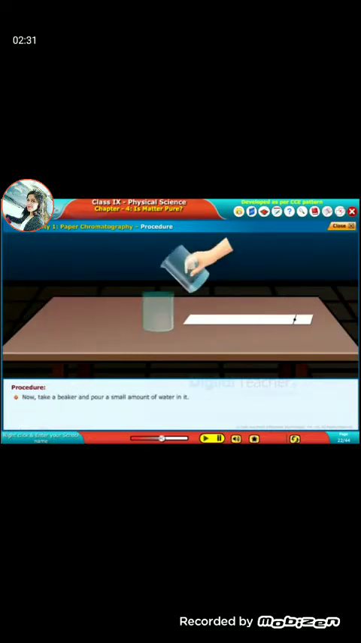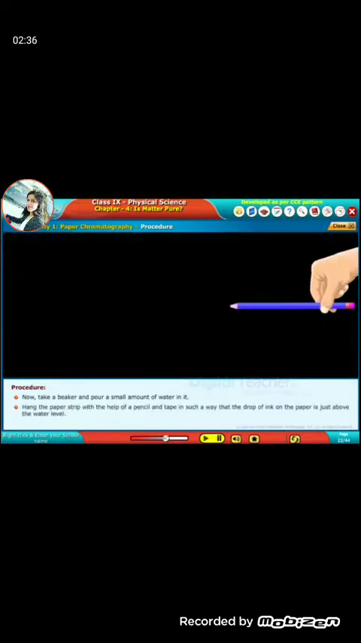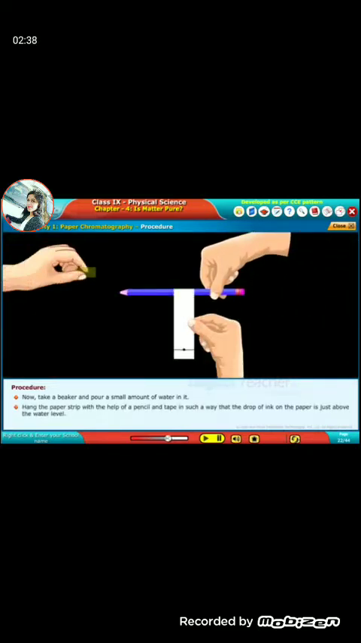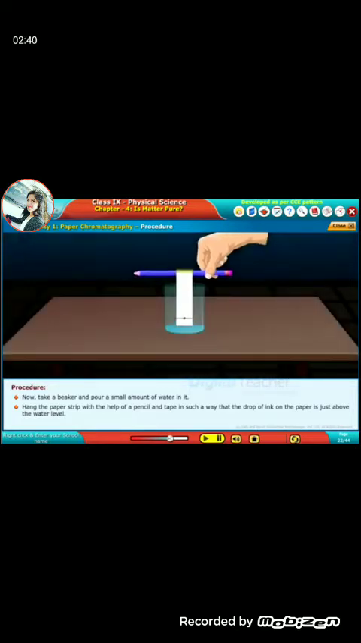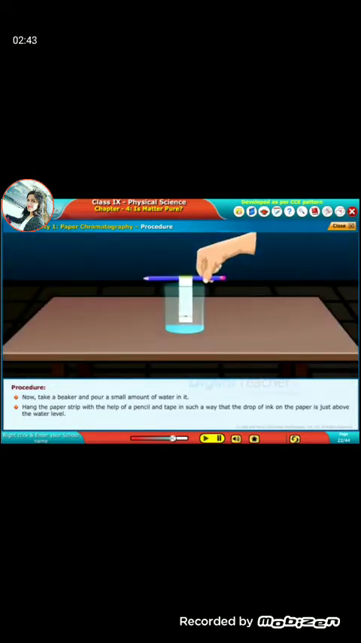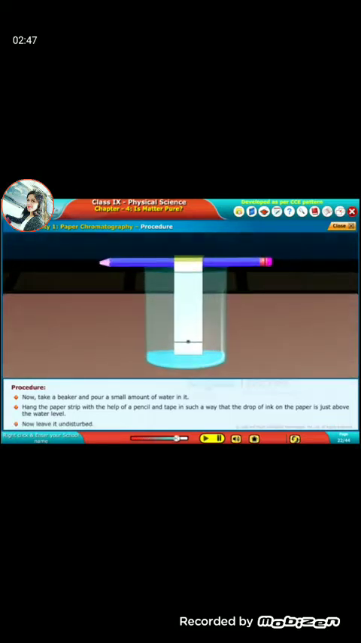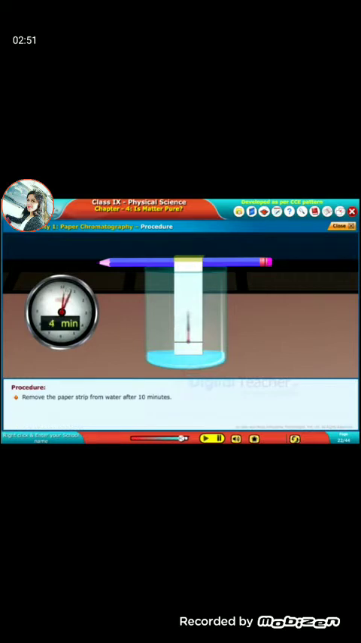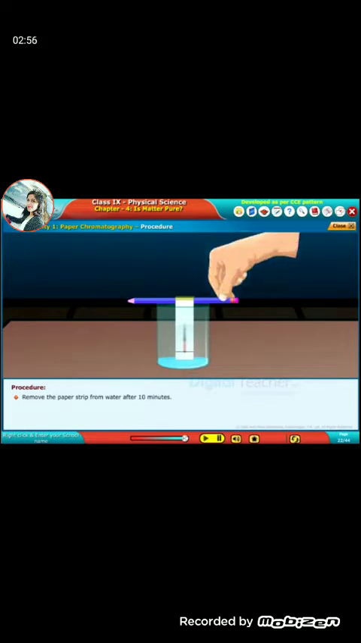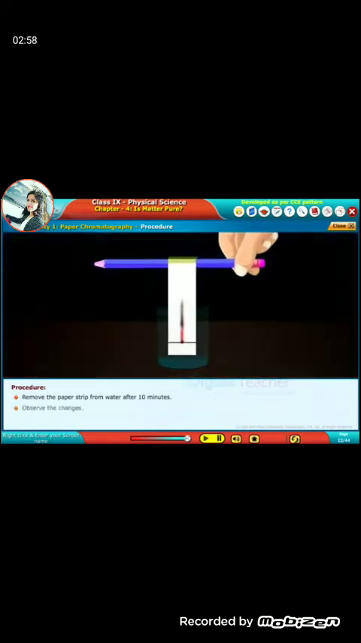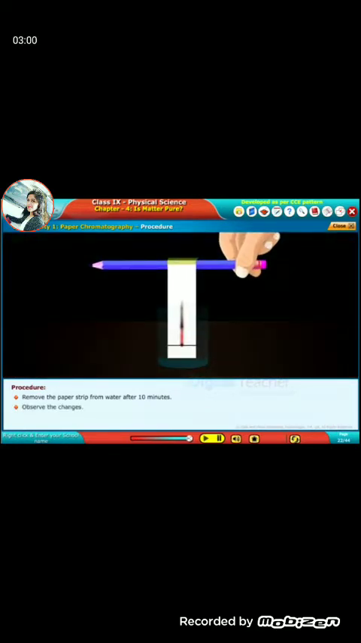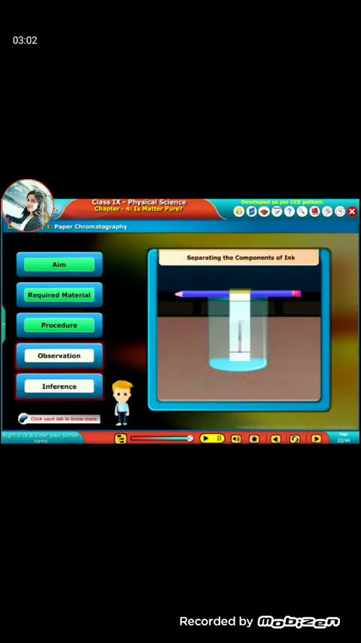Now take a beaker and pour a small amount of water in it. Hang the paper strip with the help of the pencil and tape. You can use thread also, in such a way that the drop of ink on the paper is just above the water level. Now leave it undisturbed for some time. We will wait for 10 minutes, and if it is not showing the different colors, we can keep it for much more time. Observe the changes.